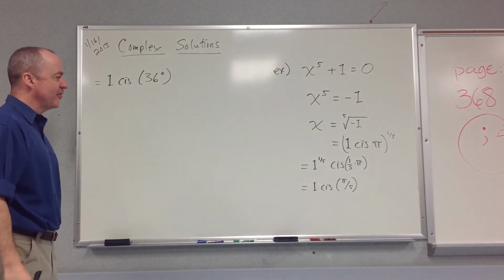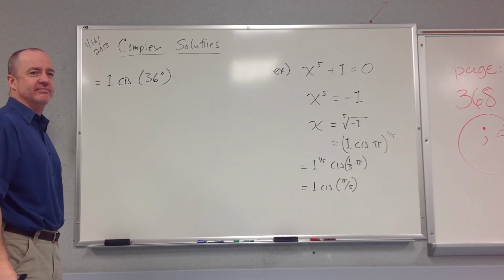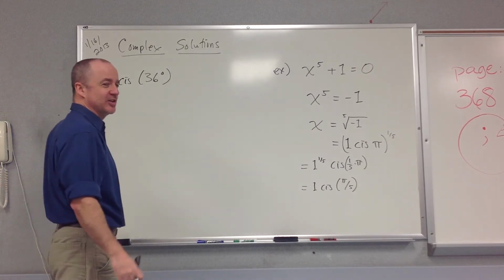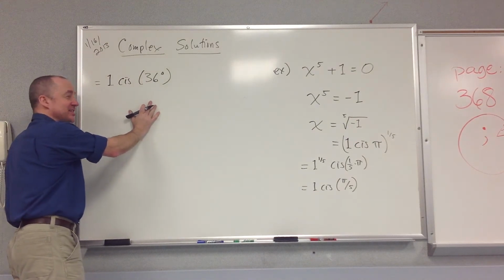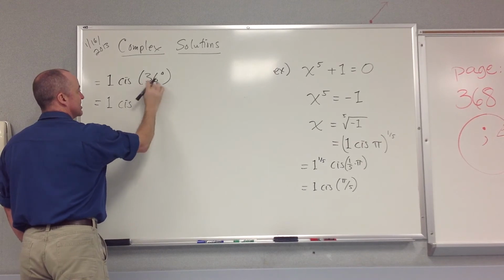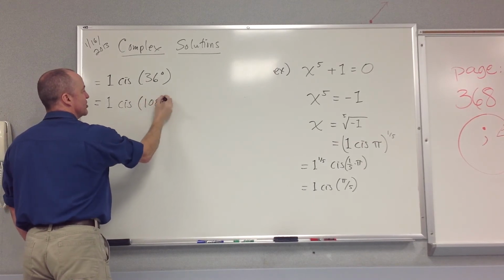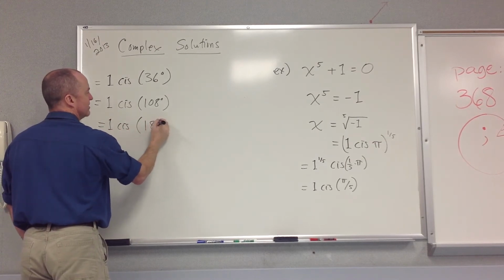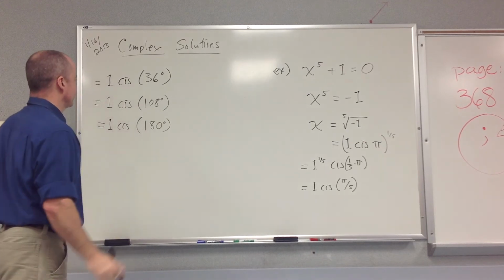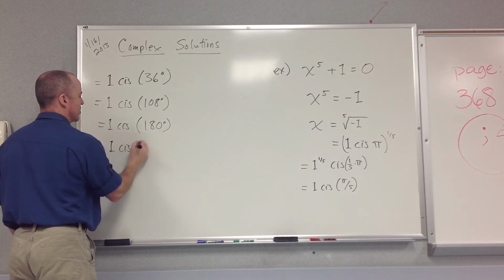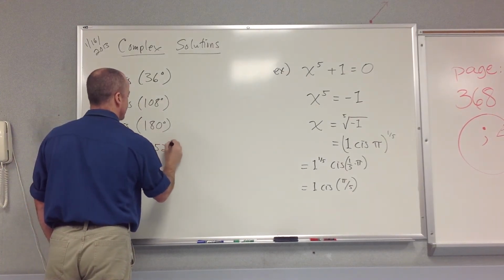5. How far apart are they on my circle? 72 degrees. Diego keeps his calculator and a unit circle handy. That's how he knows all these answers so quickly. So my next answer is going to be 1 cis (36 plus 72), that's 108 degrees. My next one is going to be 1 cis 180. Is that correct? And my next one is going to be 1 cis 252.